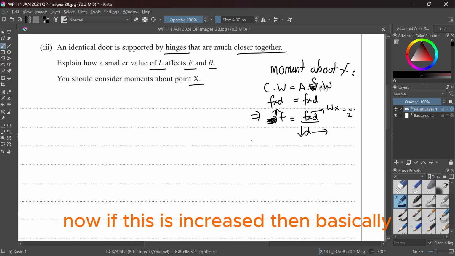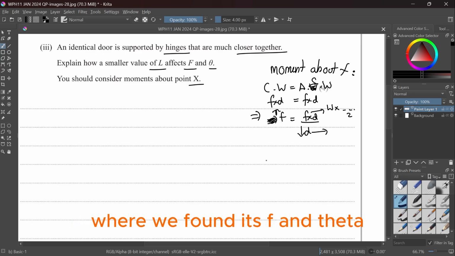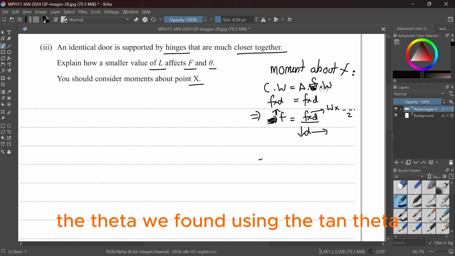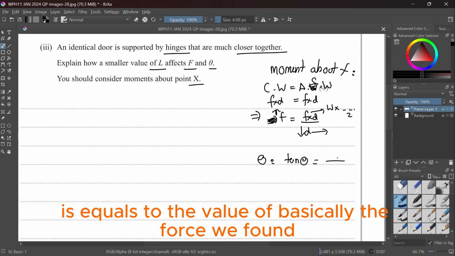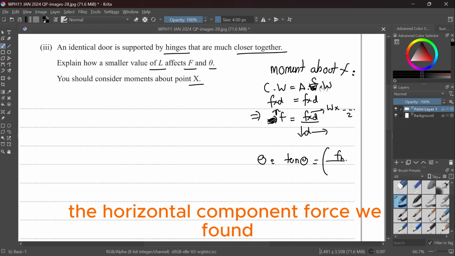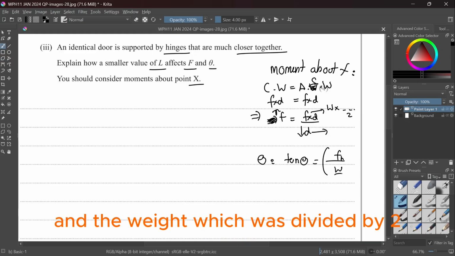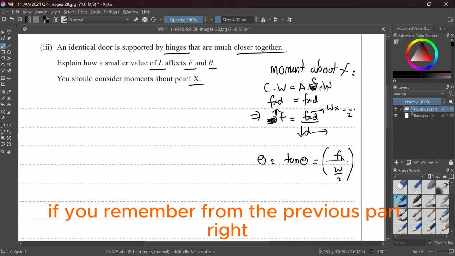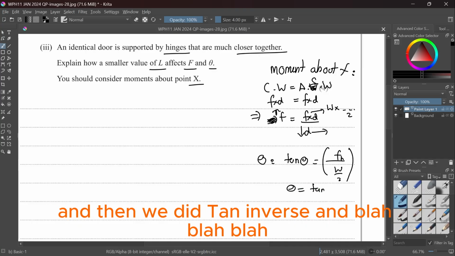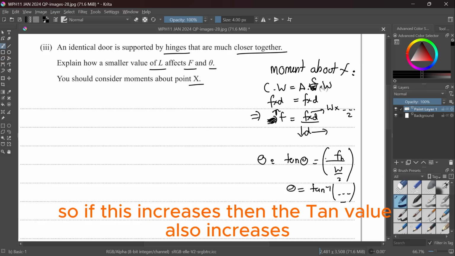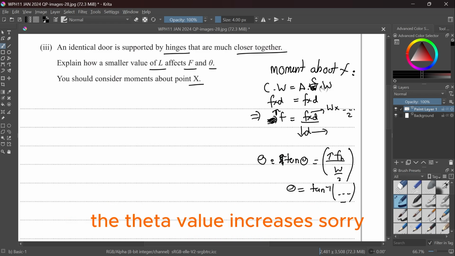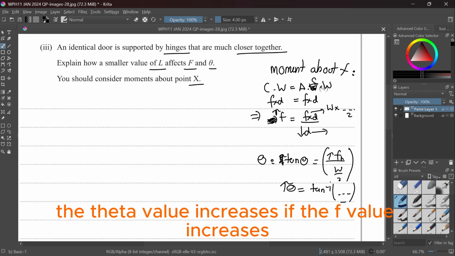Now, if this is increased, then in the next part where we found F and theta, the theta we found using tan theta equal to the horizontal component force we found, over the weight divided by 2, if you remember from the previous part. And then we did tan inverse. So if this increases, then the tan value also increases, and the theta value increases if the F value increases.